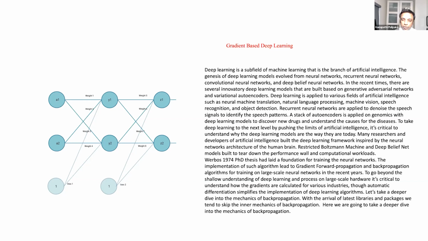To take deep learning to the next level, we need to see how we can understand these various types of neural networks. We're talking about convolutional neural networks, recurrent neural networks, and restricted Boltzmann machines, and so on.